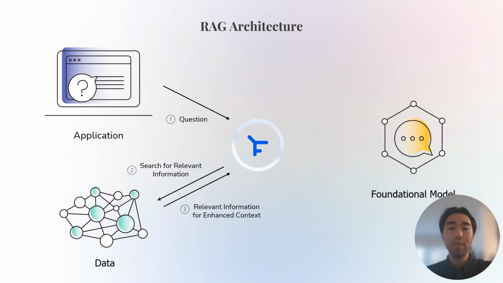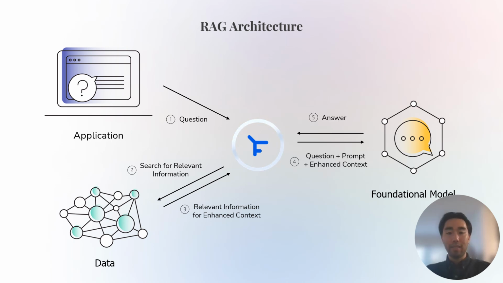And then all of this information, so the question, all of the relevant documents, as well as any specific instructions or guidelines we want to include to the large language model, or what we call a prompt, will be sent to the LLM. And by doing all of this, the large language model can then generate a response based on your specific relevant data and ensure that the response includes accurate and up-to-date information.